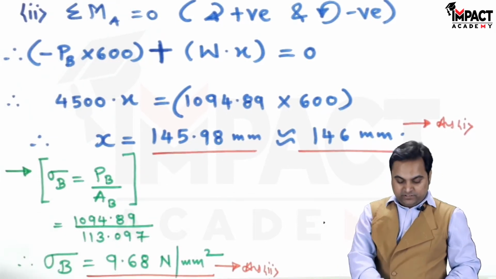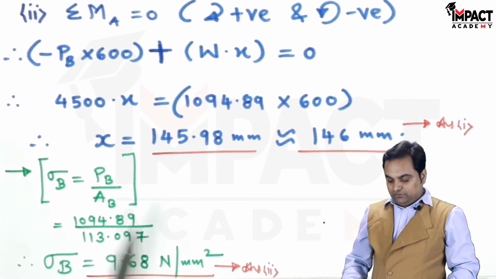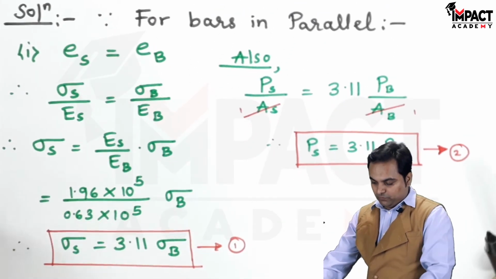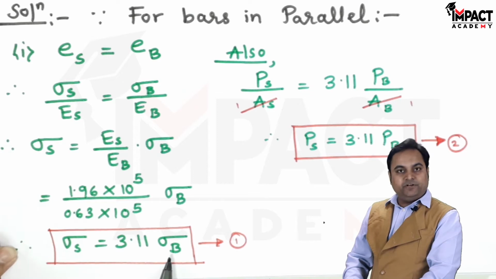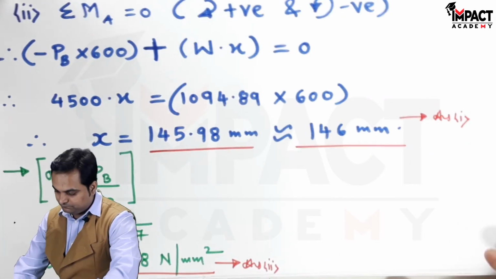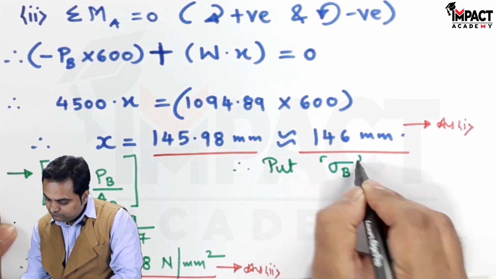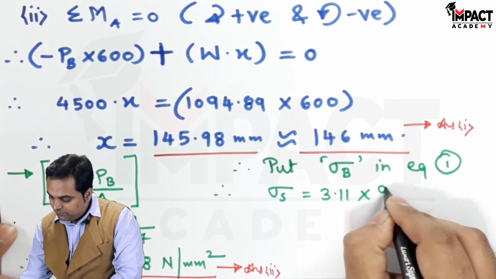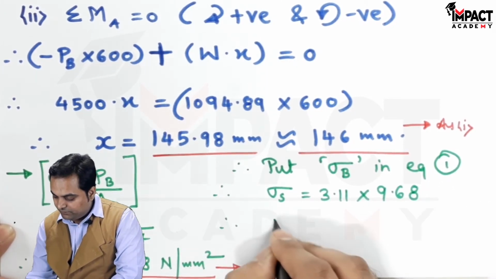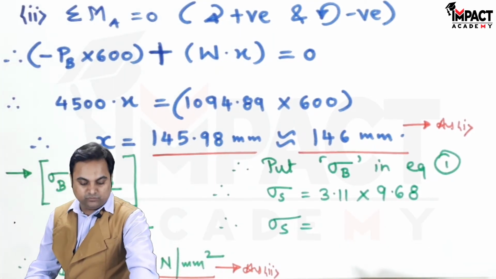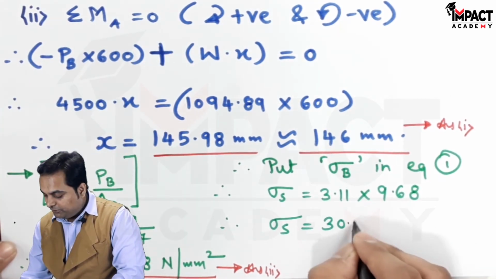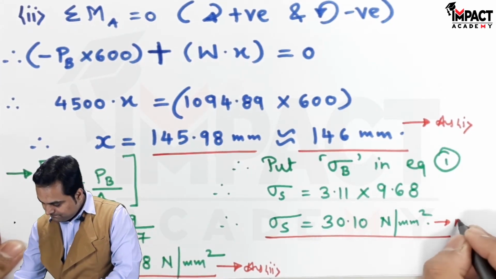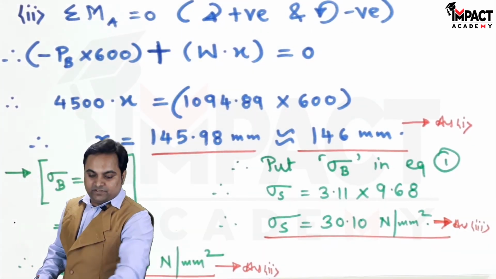That's the second answer. In a similar manner, we can find the value for steel by using load upon area, or simply we can use equation number 1, where it was the relation of stress. Sigma B is already known. I'll put the value in equation 1. So sigma S is 3.11 into 9.68. So therefore, the stress in steel comes out to be 30.10 Newton per mm square. So that's the third answer.